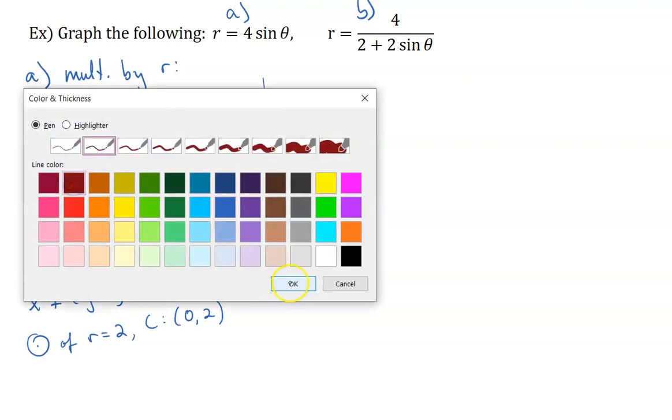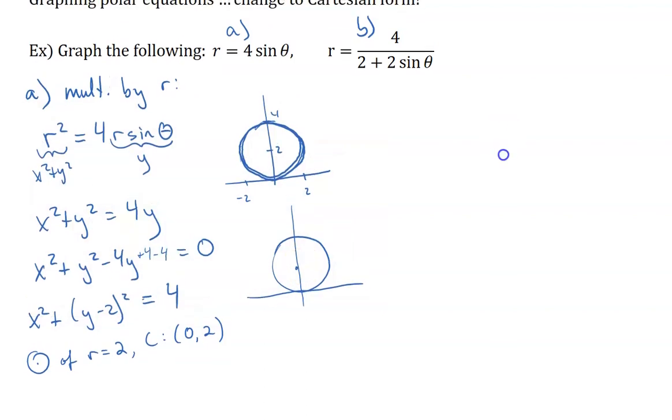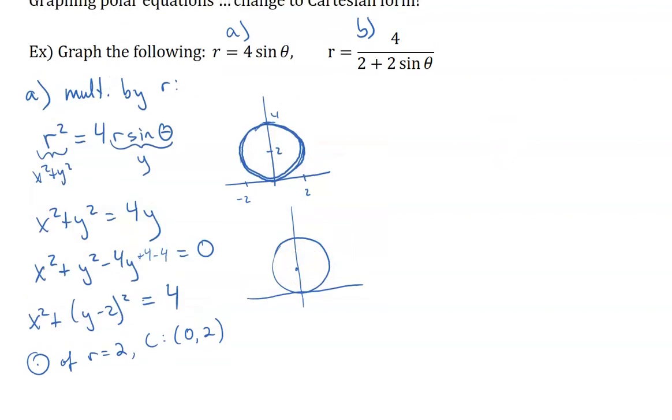For the second one, we've got r equals 4 over 2 plus 2 sine theta. Okay, I would recommend that you pause it and give it a shot first. I am going to recommend that you might need to reduce something somewhere first. Okay, so pause it, give it a try, and then resume. Okay, so to reduce this, I'm going to take a 2 out of all of those. So now I have 2 over 1 plus sine theta.